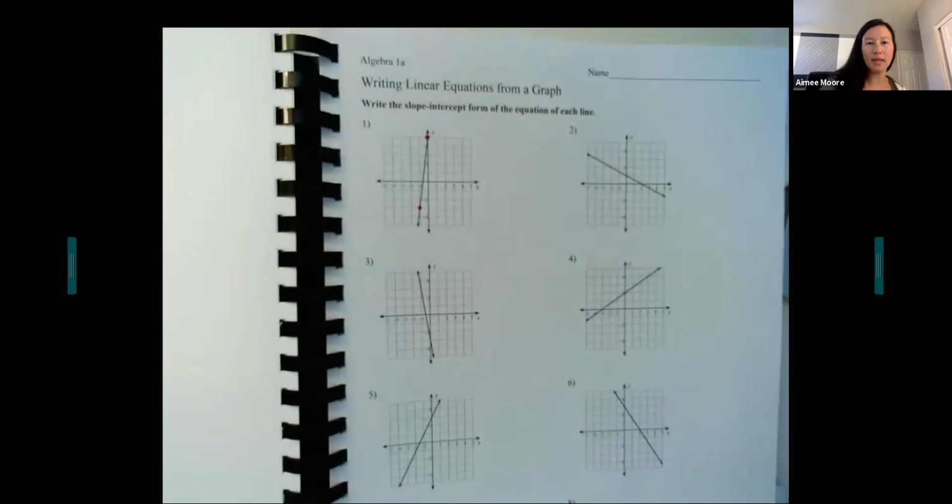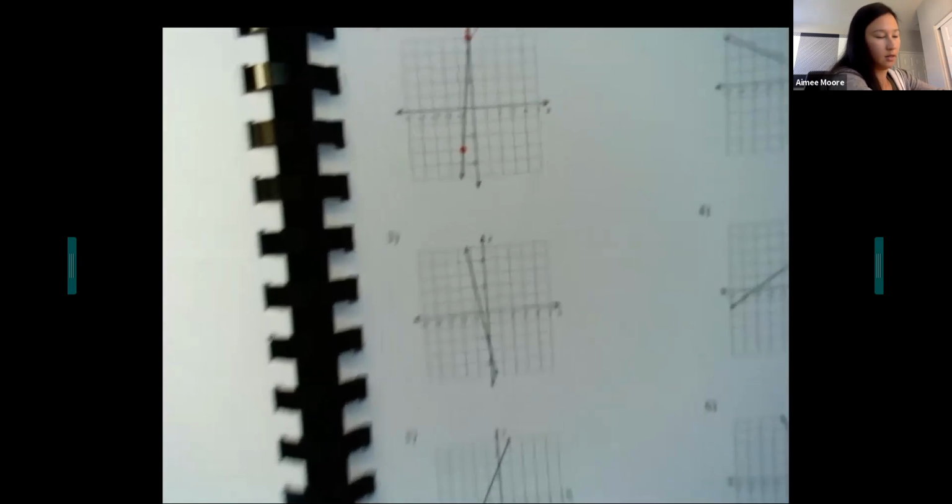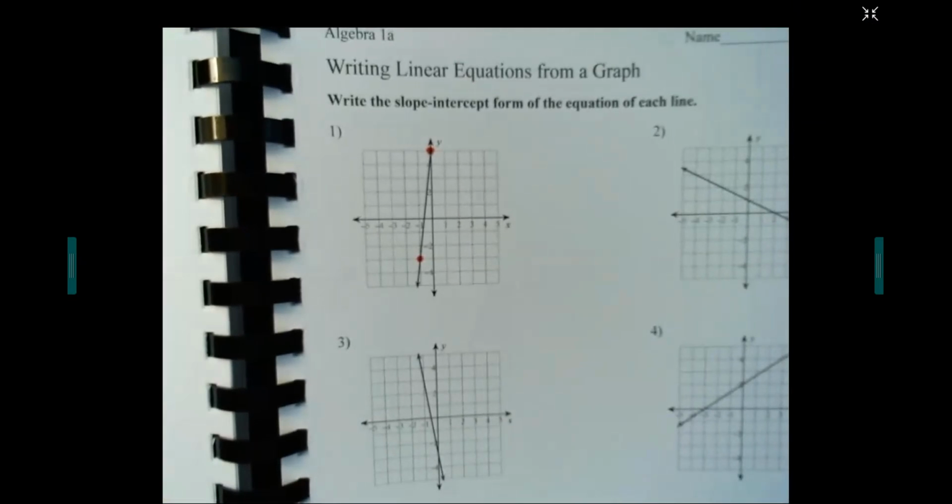Is there a way that you can zoom in? Because I can't really see where you put it at. Yes. Is that better? Yes. Okay.